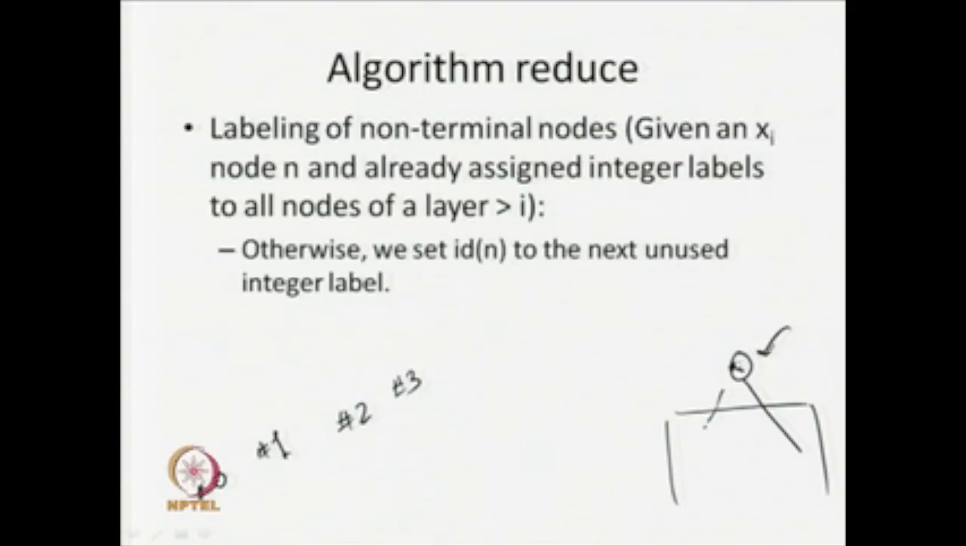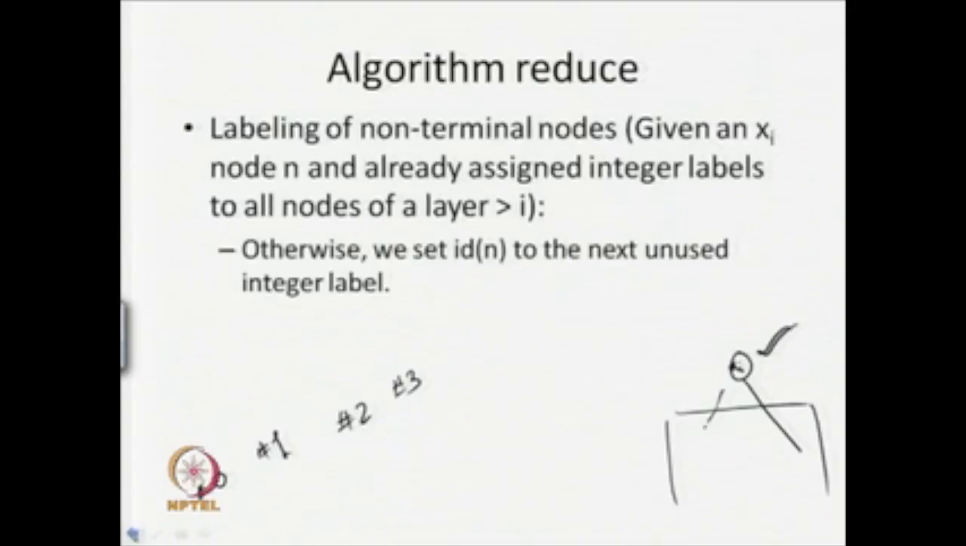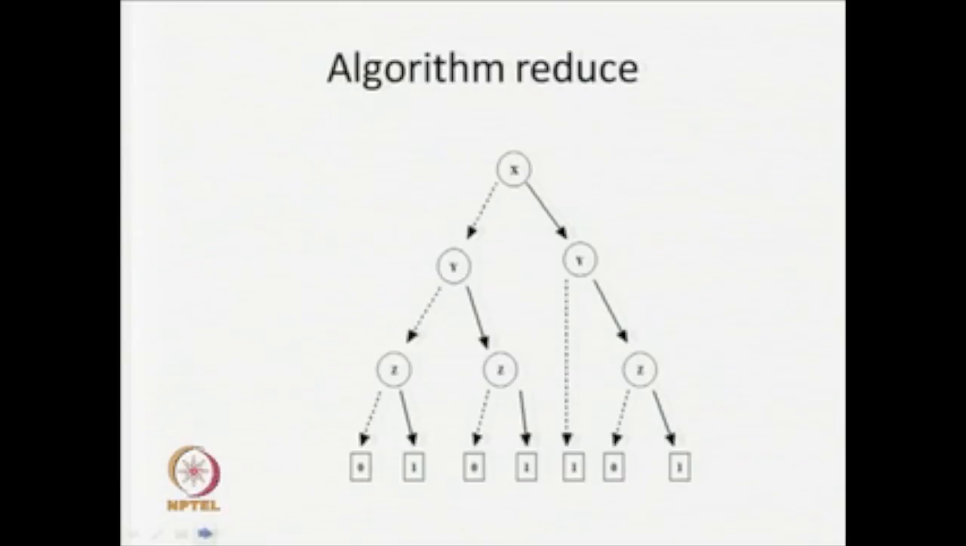The next unused number will be given to it, which means it is a new node, and it will be present in our reduced BDD. Once we have these things, as I already mentioned, the next phase is to merge the nodes which have a similar label. That means they can be removed. Now, we are just going to look at an example.